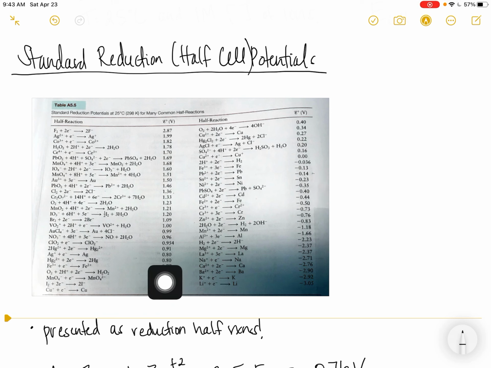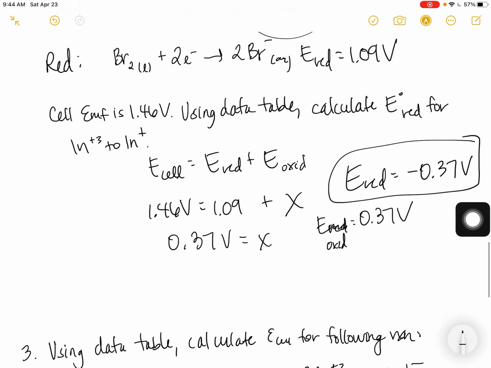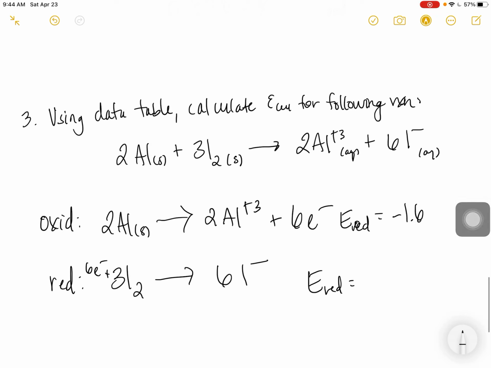Now that's probably not going to be here because that's a doubled situation. This is the one I was referring to. So aluminum going to aluminum+3. Aluminum. Is it not here? Aluminum. There it is. So, oh yeah, remember this is oxidation. So aluminum going to aluminum+3 is oxidation, but aluminum+3 going to aluminum is reduction. So negative 1.66 is the reduction potential for this reaction.